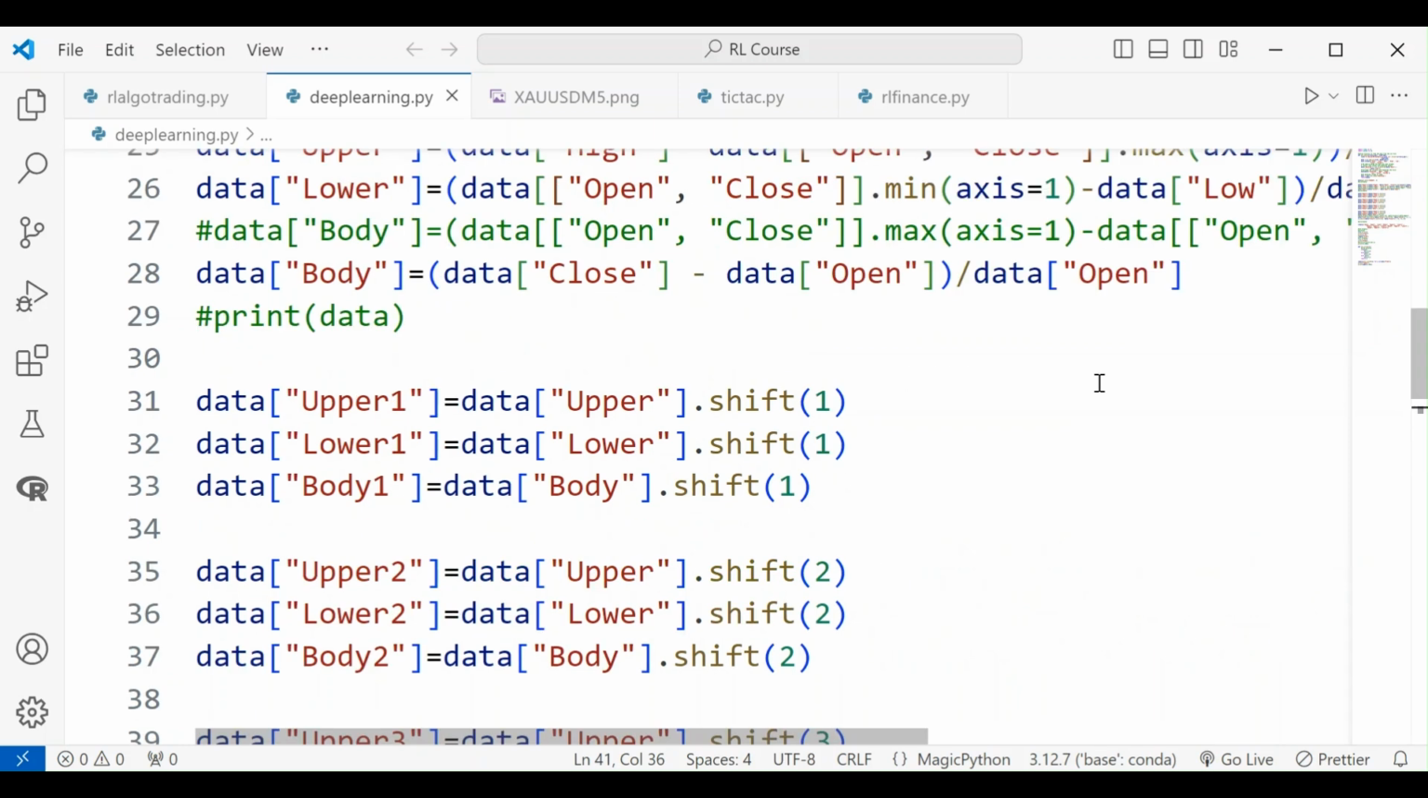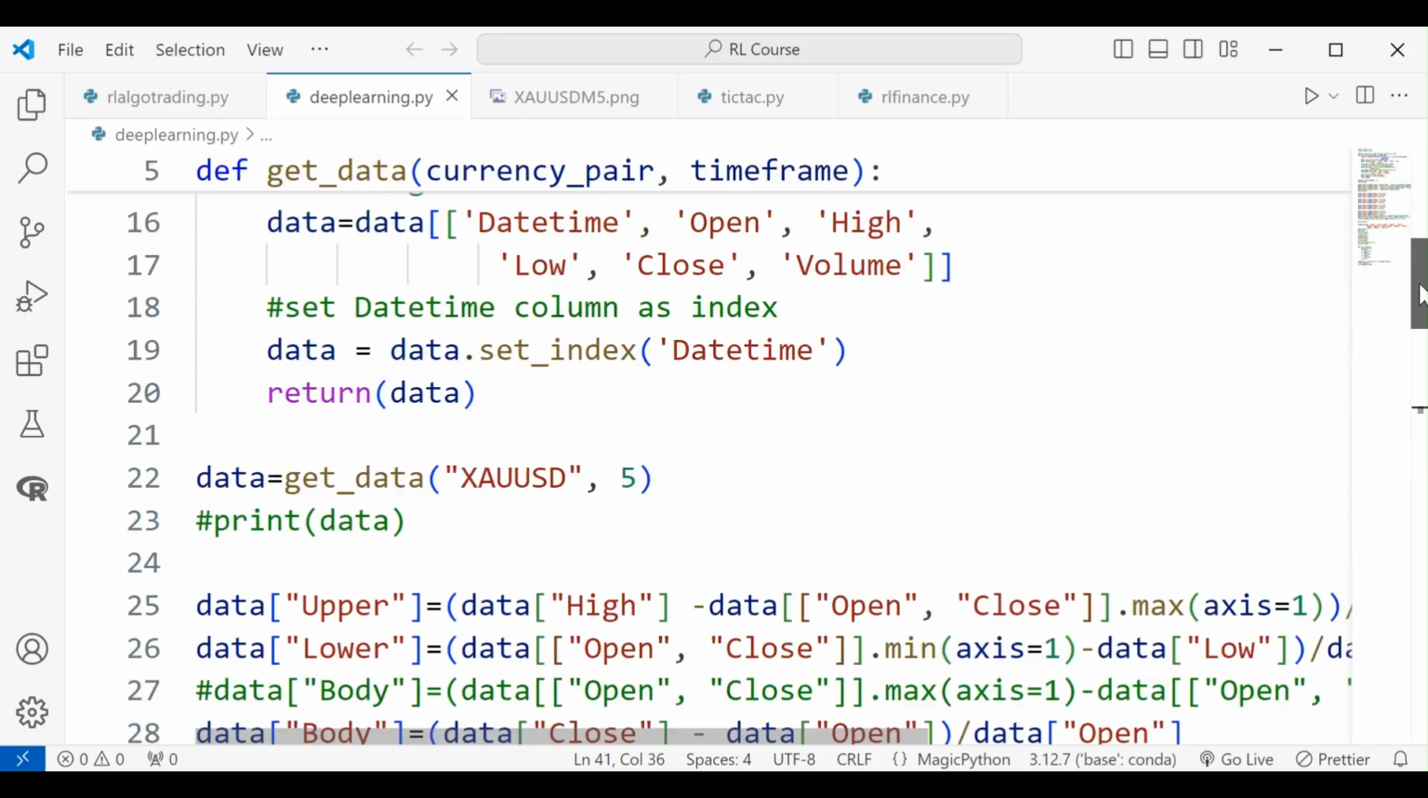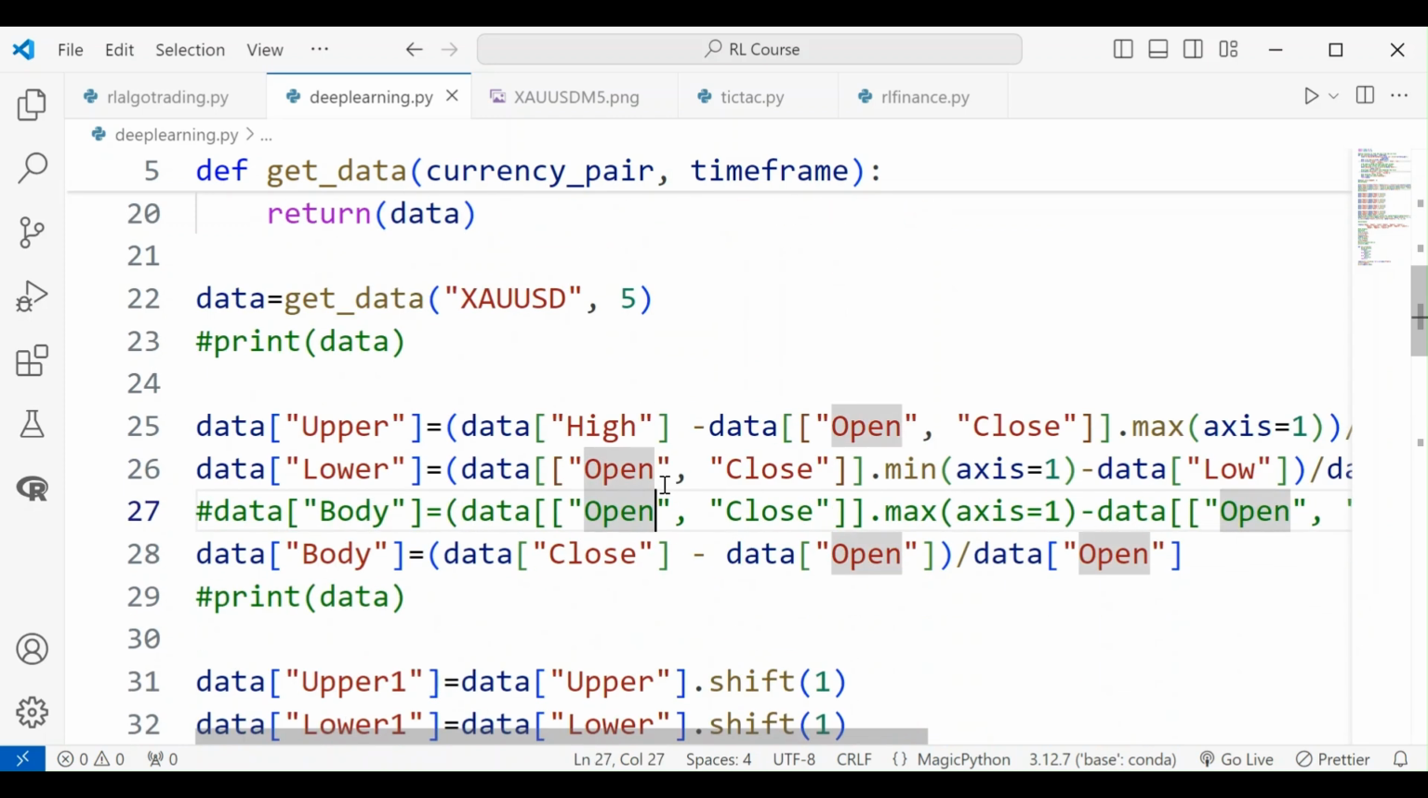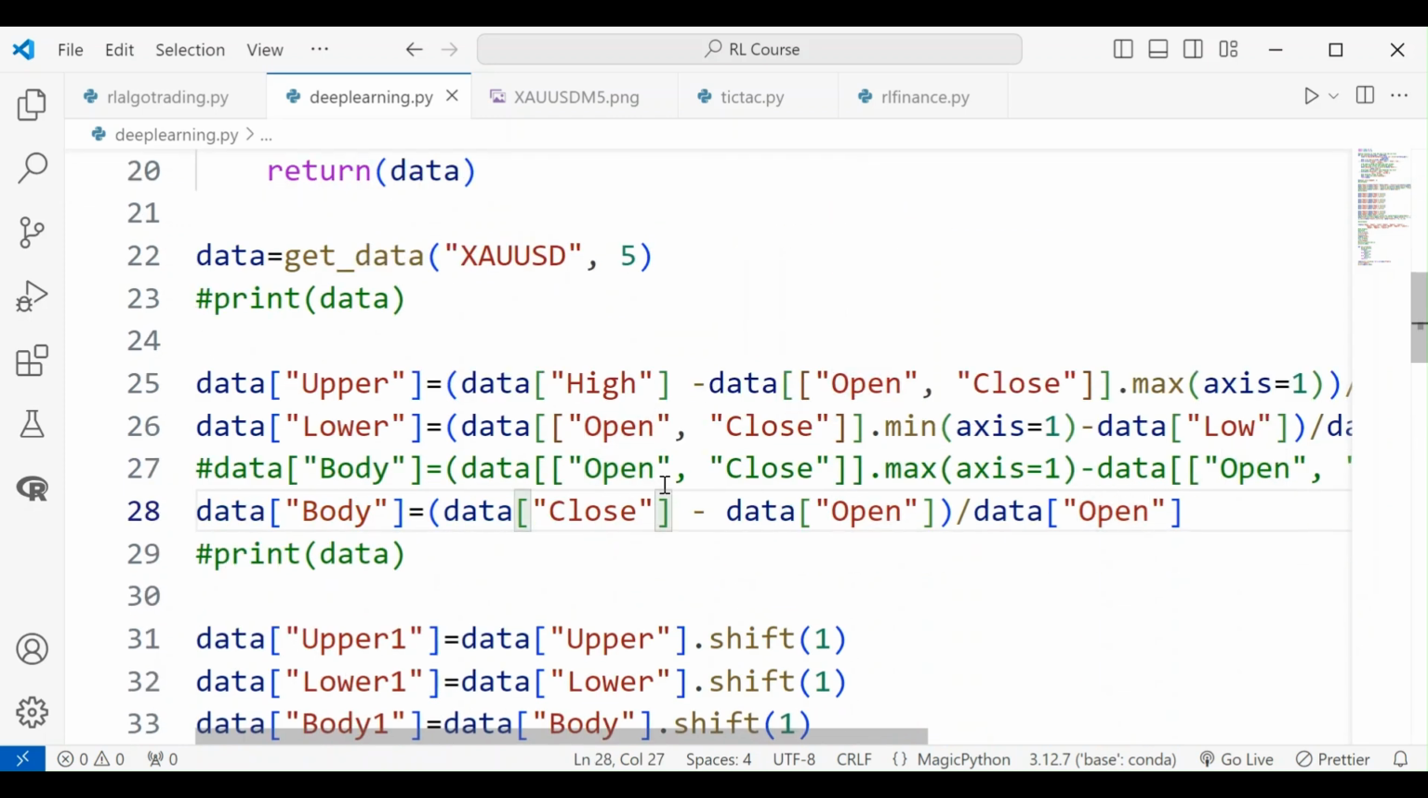I hope you have followed through that video. First, we read the data from the CSV file saved on my laptop. Then I created these features.